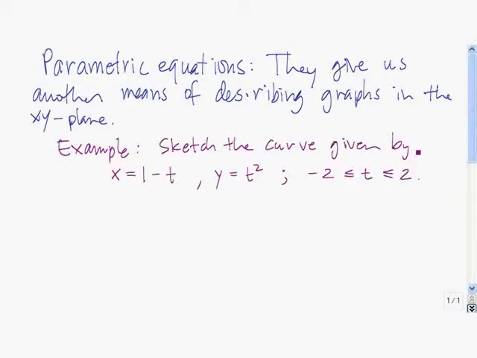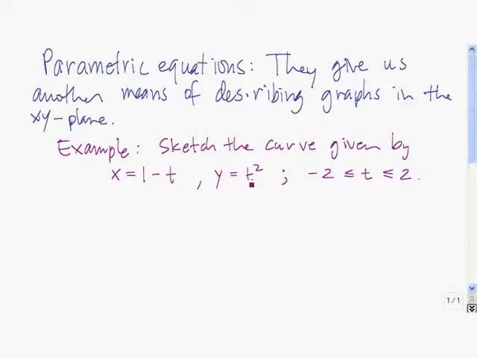So let's sketch the curve given by x equals 1 minus t and y equals t squared for t going from -2 to 2. Okay, so t is called the parameter of the curve. X is essentially the equation that gives us the x coordinates of the curve. Y is the equation that gives us the y coordinates of the curve. These two together are called the parametric equations of the curve.